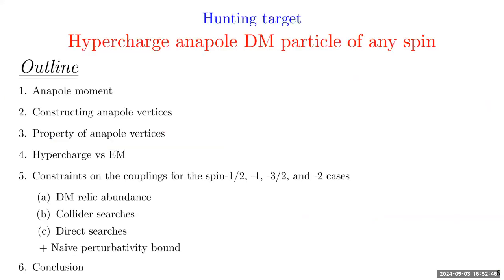Yeah, here, as I said once more, our hunting target is the hypercharge Anapole dark matter particle of any spin. The outline of my talk is as follows. First, let me introduce what the Anapole moment is.